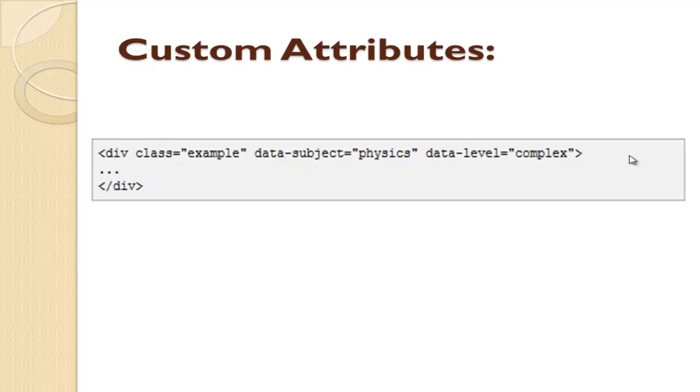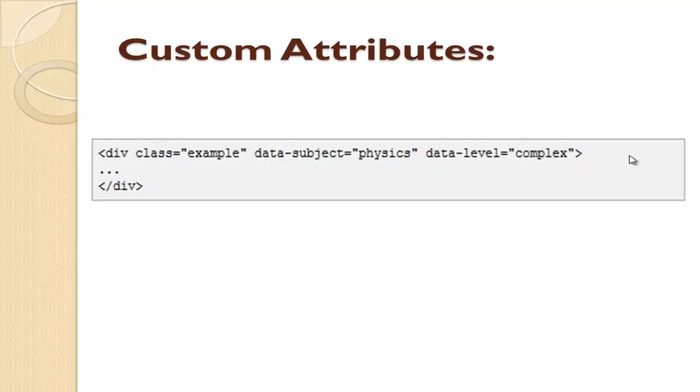Then data-subject equals physics. Here data is the prefix and subject is our custom attribute which has the value physics. Then we have data-level equals complex. Here data is the same prefix and level is our custom attribute which has the value complex. Then we have the div close. These are known as custom attributes.